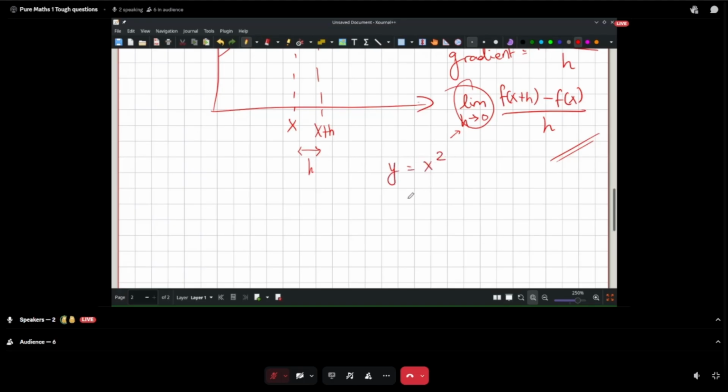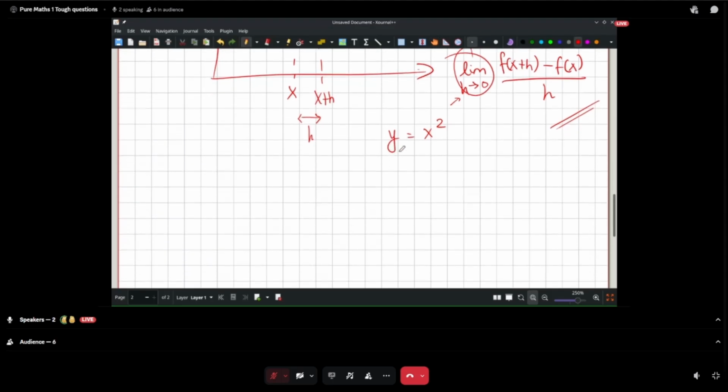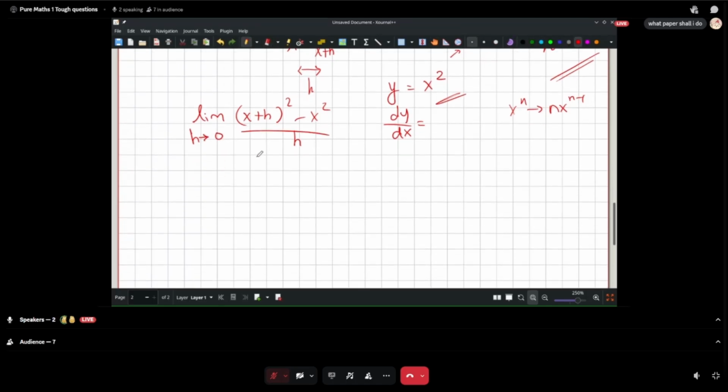So y equals x squared. Consider this function, and we want to find dy by dx. We know already that this is 2x, but what if we didn't know that and we didn't know about the power rule? We had to find the derivative of this. So you consider the gradient between 2 points, which is x plus h squared minus x squared over h, and then let the distance between the points approach 0. And then to evaluate this, you can start by expanding: x squared plus 2hx plus h squared minus x squared over h.